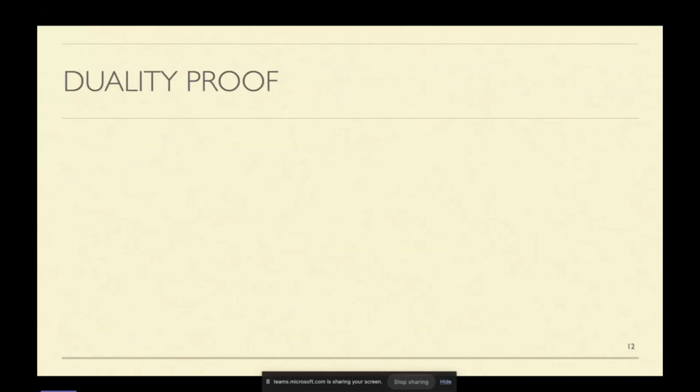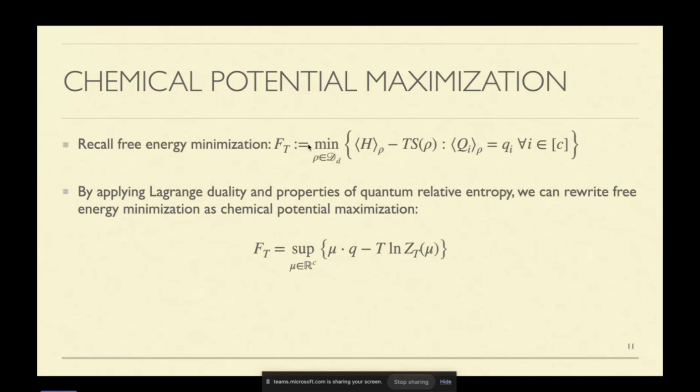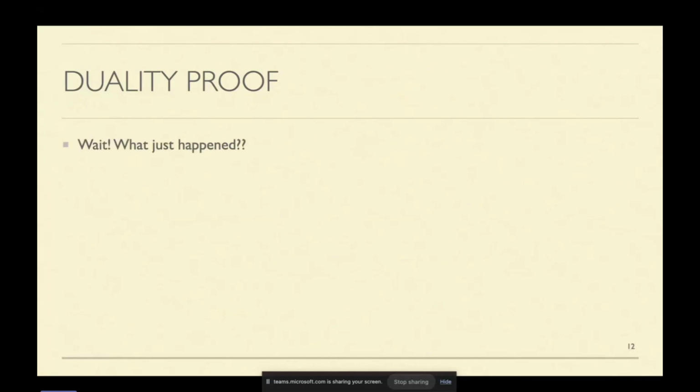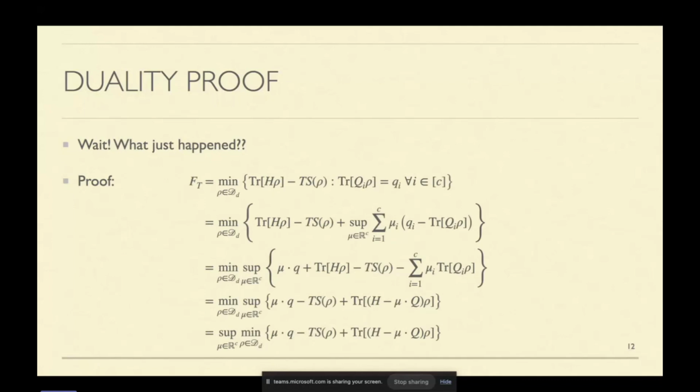Okay. Good. So we're going to talk about the duality proof, and somehow the question came at just the right time. You might look at this and wonder, this equality between free energy minimization and chemical potential maximization has been asserted. Why is that true? I said Lagrange duality, properties of quantum relative entropy. But let's go into some details of why that's true. I'm going to show a proof, and there are different philosophies on whether one should show a proof in a presentation, but this is so important that I think it's useful to go through it. So we'll try to go through it quickly.